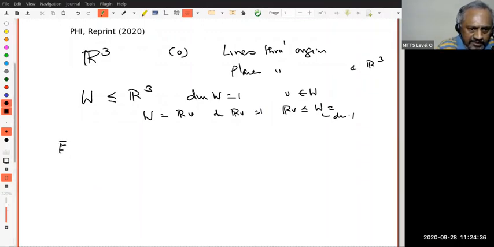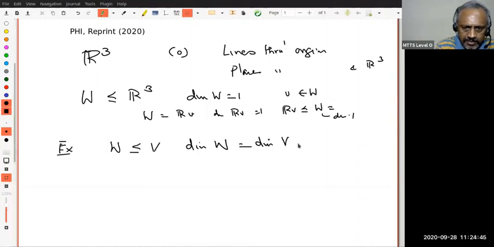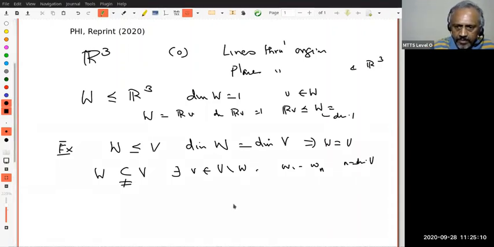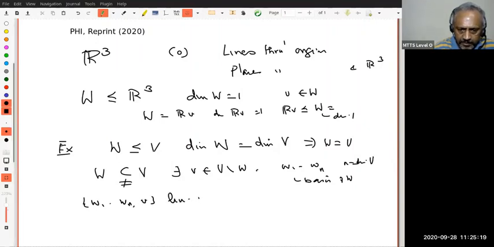This is an often used fact, which is left as an exercise in general. Let W be a vector subspace of V. Assume both are finite dimensional, and the dimension of W equals the dimension of V, then W is V. Because if W is not equal to V, it's a proper subset of V. Choose a vector v in V minus W, then choose a basis w1 to wn of W, where n is the dimension of V. Then w1 to wn and v are linearly independent.